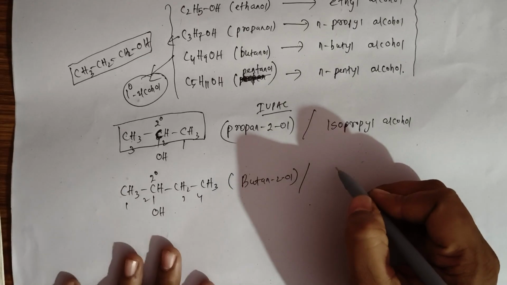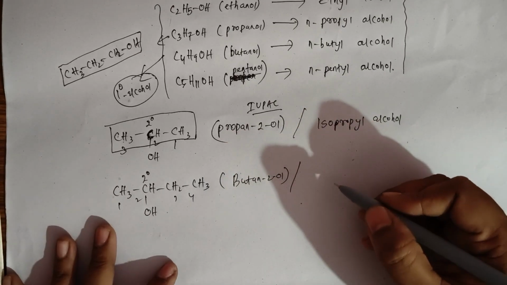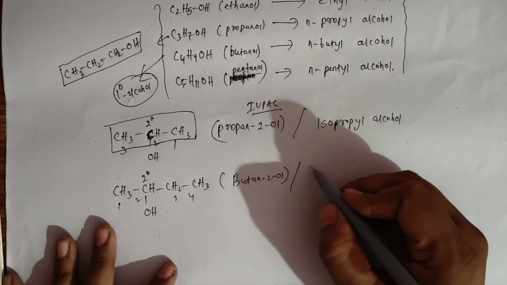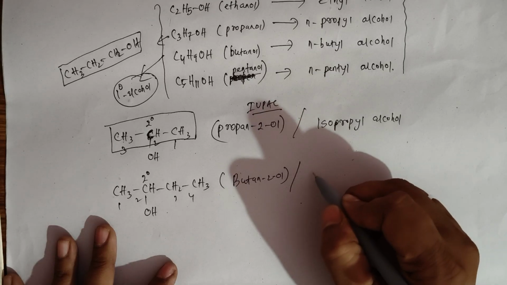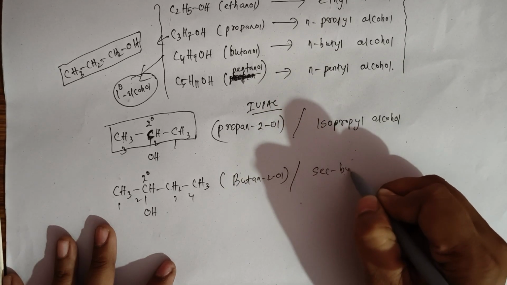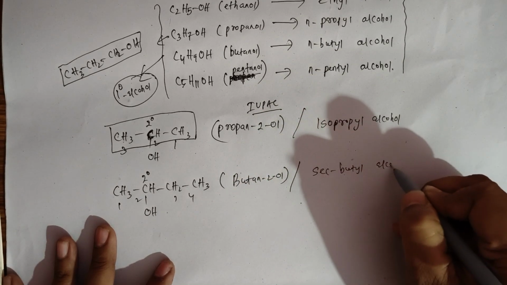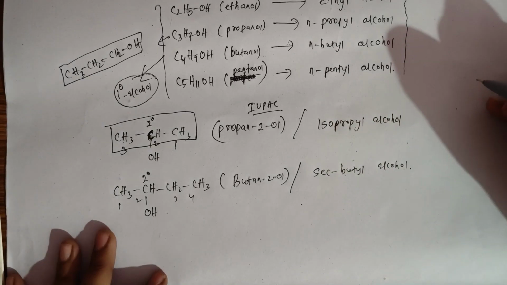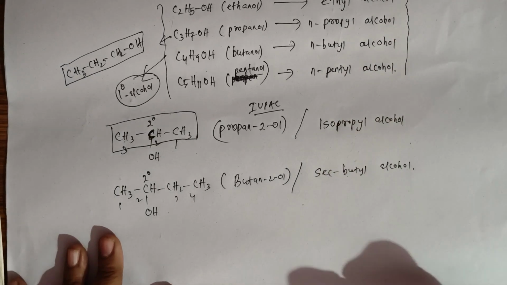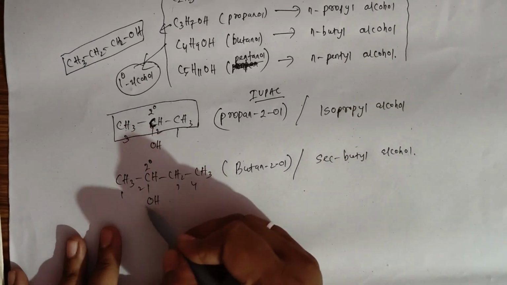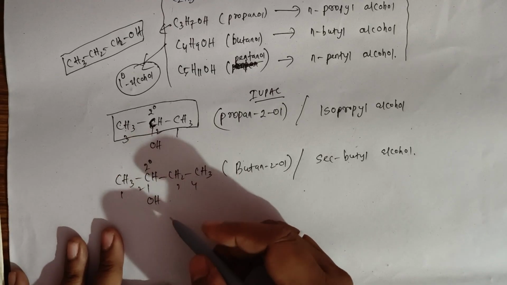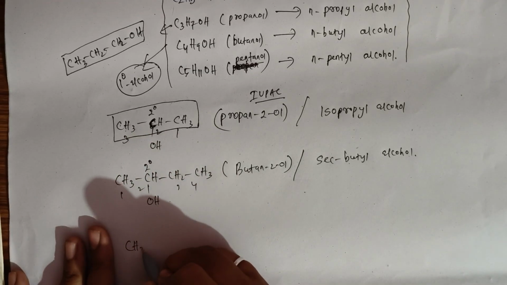What must the common name be? The common name must be secondary butyl alcohol. Secondary butyl alcohol. Clear? Yes or no? Because the functional group OH is directly attached to a secondary carbon atom. Like this.